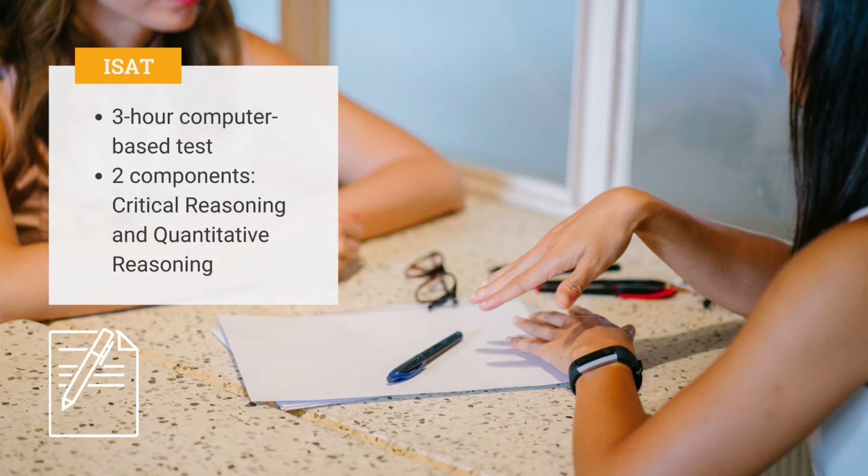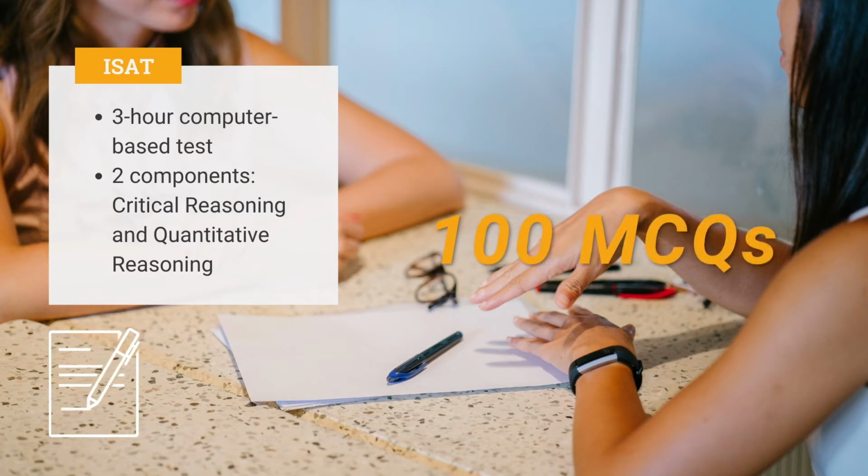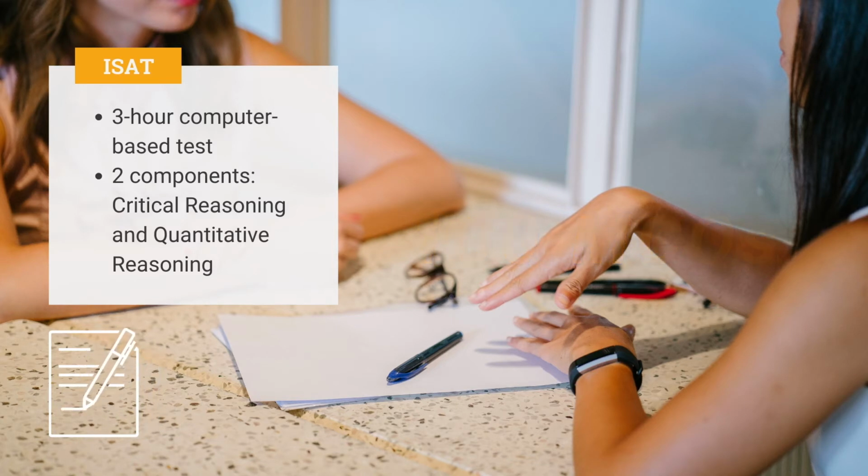So, what's on the test? Well, the ISAT is a 3-hour computer-based test and contains 2 components, critical reasoning and quantitative reasoning. There are 100 multiple-choice questions on the test, and you may only sit for it once a year. You'll be assessed on your ability to analyze, evaluate, and extend ideas in the humanities and social sciences, and to draw conclusions, make decisions, and solve problems in math and the sciences.